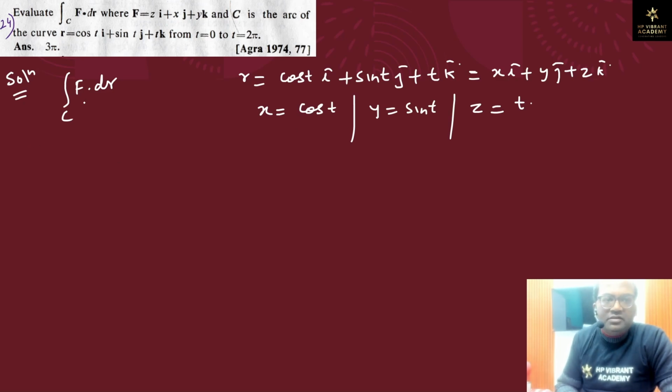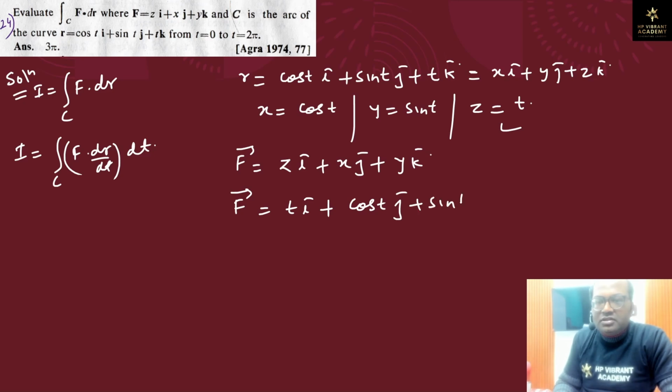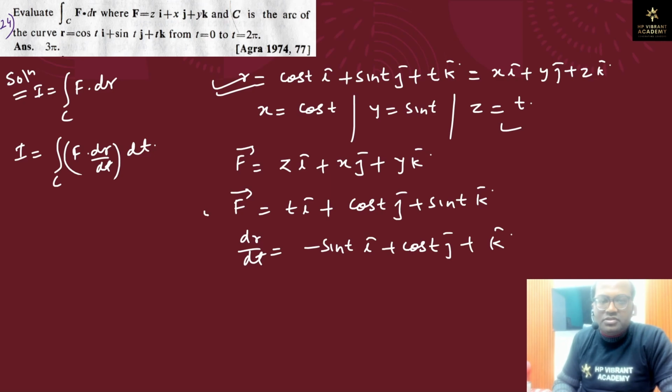We can write this integral as I is equal to the integral along the curve C of f dot dr upon dt into dt. We have the value of f as z i cap plus x j cap plus y k cap. Substituting z is equal to t, x is cos t, and y is sin t, this is t i cap plus cos t j cap plus sin t k cap. Now dr upon dt is minus sin t i cap plus cos t j cap plus k cap. Let us take the dot product.